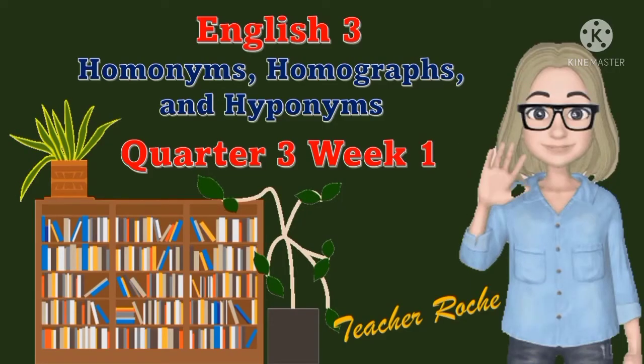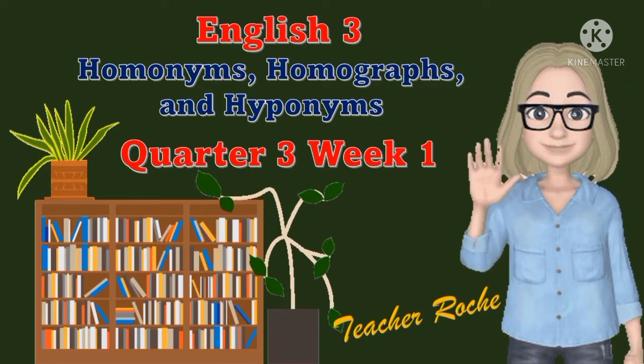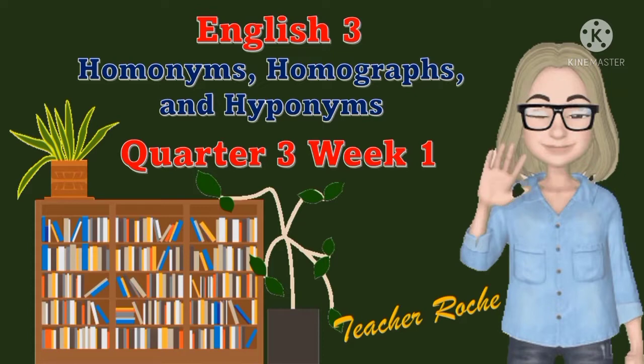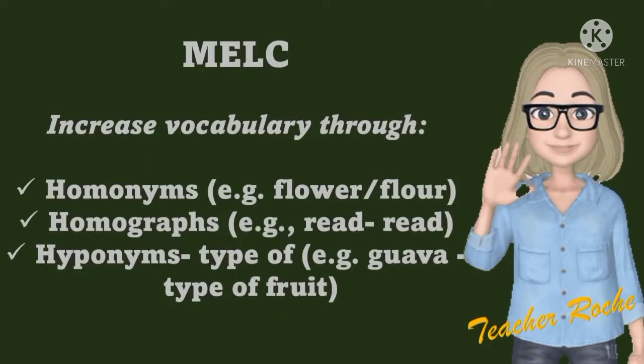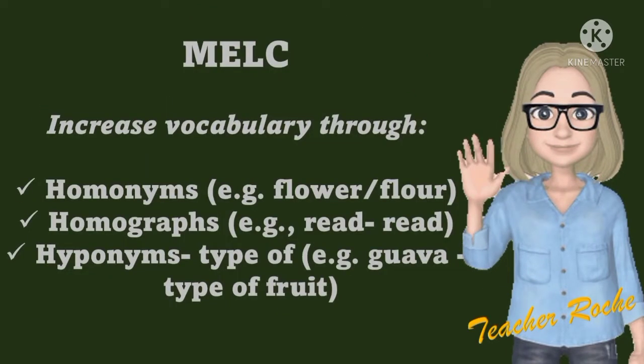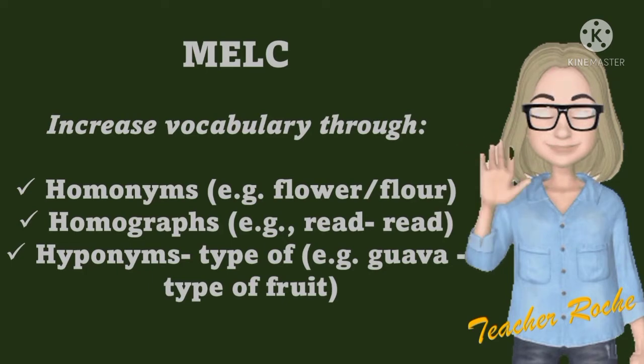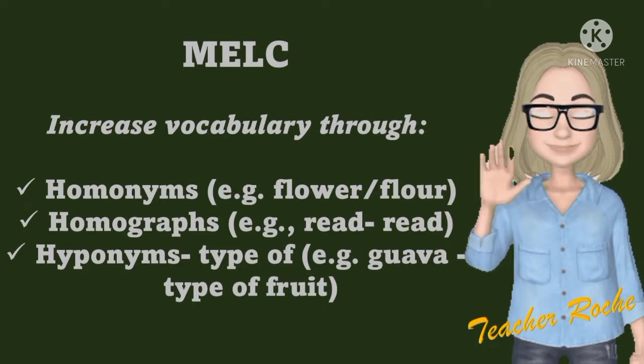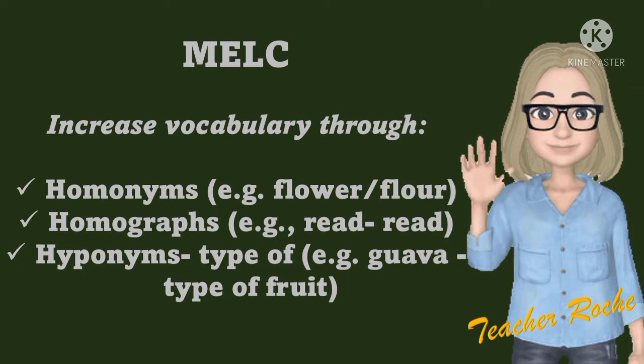For English 3, Quarter 3, Week 1, our lesson is about homonyms, homographs, and hyponyms. The most essential learning competencies: increase vocabulary through homonyms. Example, flour, flower. Homographs. Example, read, read. Hyponyms. Type of. Example, guava, type of fruit.